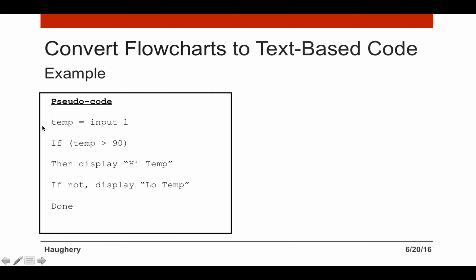Input is our temperature. If the temperature is above 90, then display high temp. If not, display low temp. Done. Right? And that's kind of a sentence structure of what the flowchart was just saying.